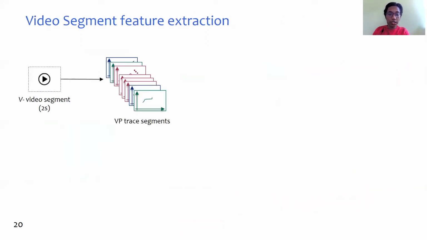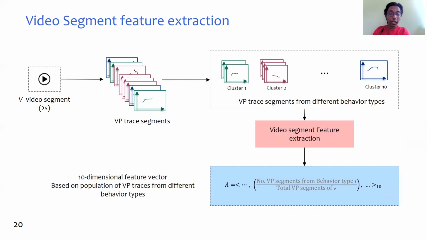Now let us look at the feature extraction process. First, we define a feature vector representation for a video segment based on our results from the viewport clustering for the entire dataset. A 10-dimensional feature vector is calculated to represent each video segment, where the ith feature represents the fraction of its viewport traces that belongs to the ith user behavior type. In a gist, this feature representation for a particular video chunk indicates the population distribution of its users that belong to each of the different viewport trace clusters representing different user behaviors.